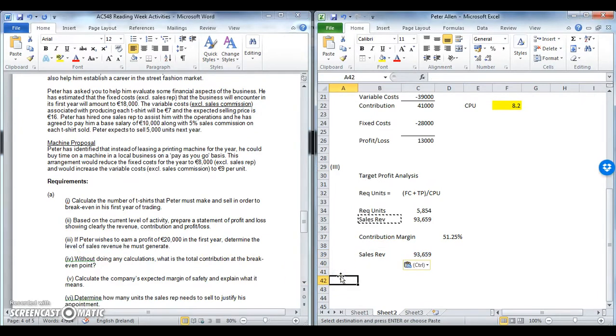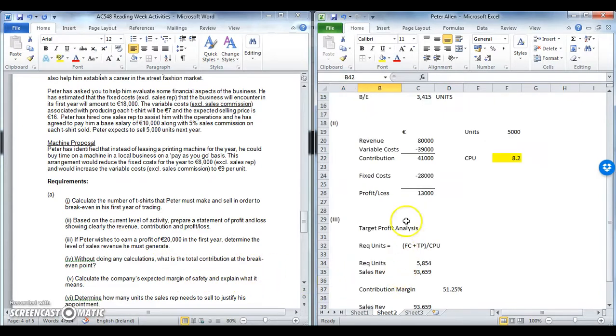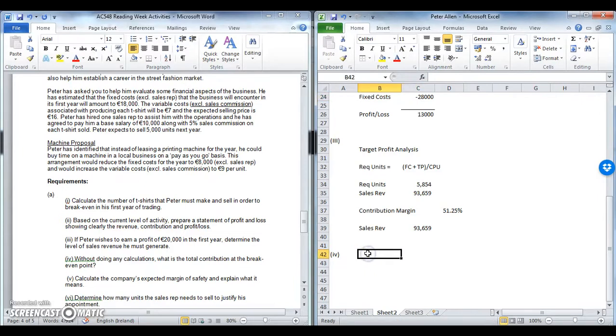And finally, last question is, without doing any calculations, what is the total contribution at the break-even point? So again, we would have covered this in class, and a lot of students would probably have got caught out because it's too simplistic that it's thrown them. The total contribution at the break-even point is the same as fixed costs, because if contribution is 28 and fixed costs are 28, therefore profit and loss is 0. That is your break-even point. So the total contribution at the break-even point is 28,000. Again, it may seem simplistic, but as we've seen in class, students can get caught out by overthinking it.